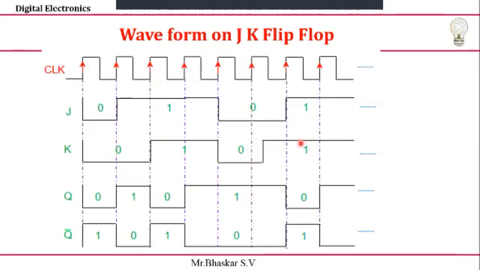Suppose it is 1, 1, that is nothing but the toggling condition. Suppose it is 1, then it becomes 0. Next, if it is 1, 1, then 0 becomes 1. So in this way, we are getting our JK flip-flop, and this is the waveform of our JK flip-flop. Hope you understand this.